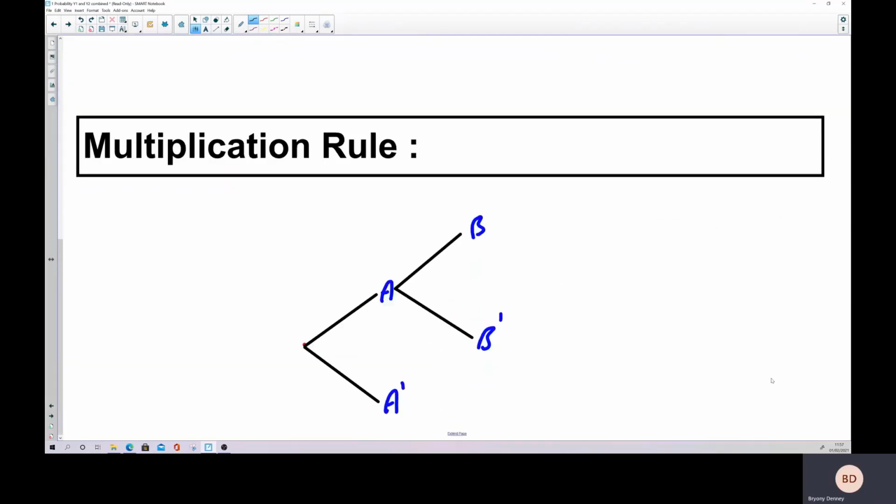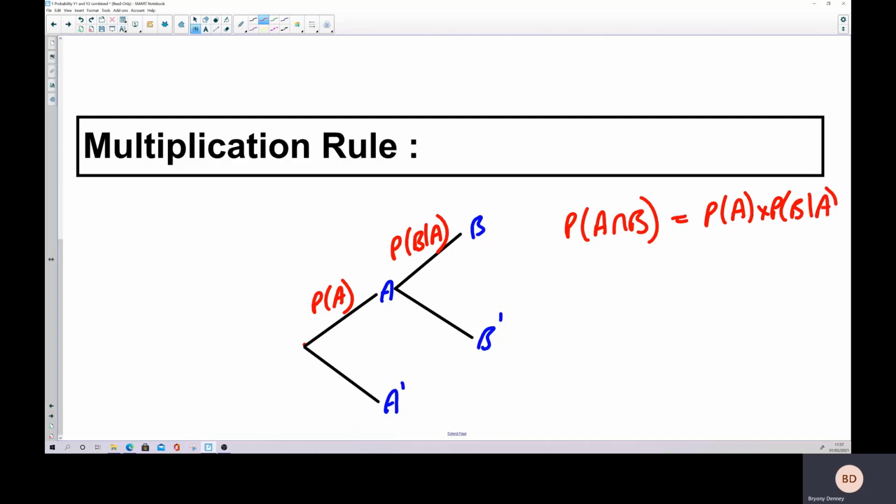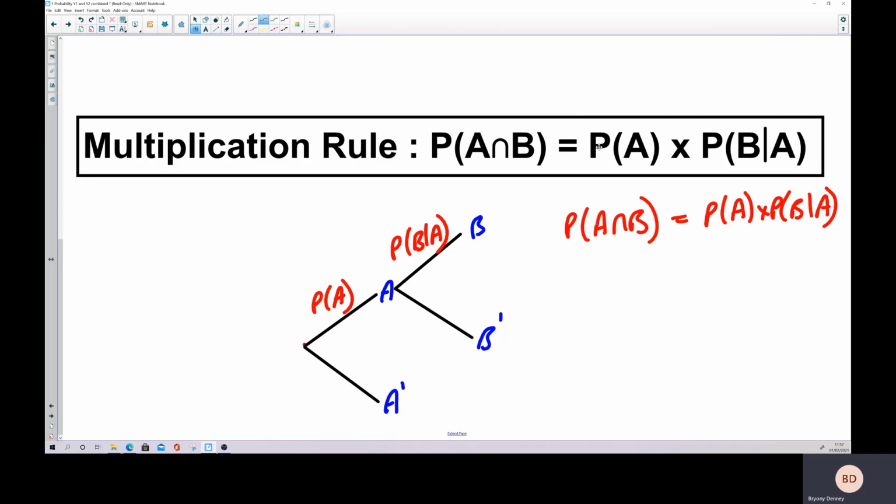The multiplication rule comes from our tree diagram, where we have here the probability of A occurring. And this is a conditional probability tree, whereby the probability of B occurring depends on A. So this would be the probability of B given A. And we know to work out the probability of A and B, that'd be the probability of A times the probability of B given A. Okay, and that's where we get what we call the multiplication rule from.